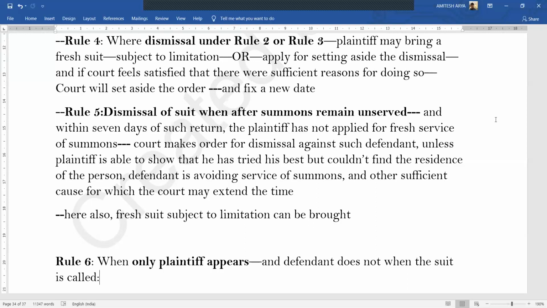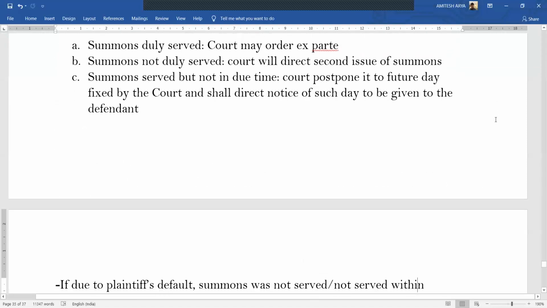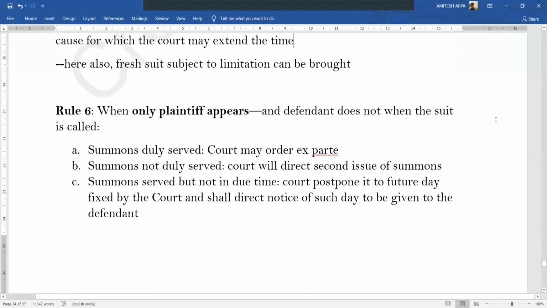If there are many defendants and against one defendant the summons has not been served and the plaintiff has also not applied for fresh issue of summons, then the court will dismiss against this defendant. But here also the plaintiff can show that he could not find the residence even though he did his best, the defendant is purposely trying to avoid service, or any other reasons, then the court may extend time. On this dismissal also, a fresh suit can be brought against that particular defendant or defendants, but it would be subject to limitation.